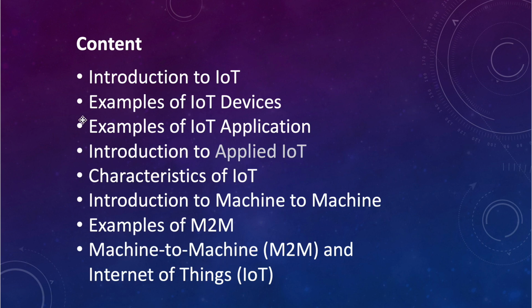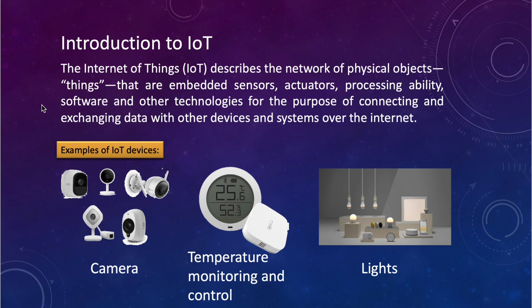We looked at an introduction to IoT devices, we looked at examples of IoT devices, and we went through a couple of IoT application examples. We gave the definition: Internet of Things describes the network of physical objects or things that are embedded with sensors, actuators, processing ability, software and other technologies for the purpose of connecting and exchanging data with other devices over the internet. That is a general definition of IoT, right?